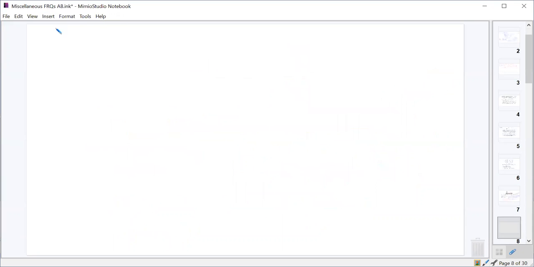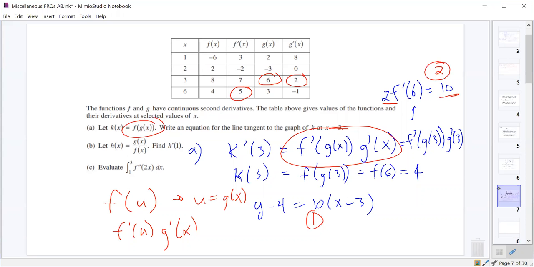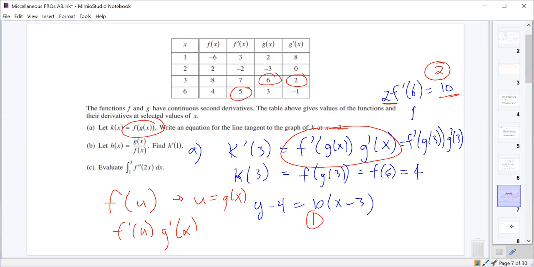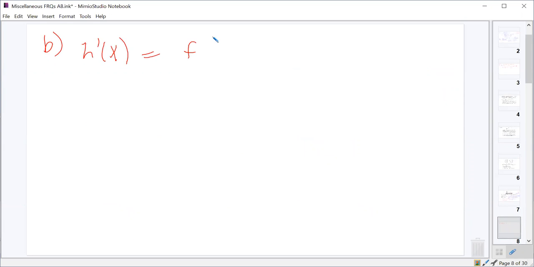All right. Part B says we've got a new function, h of x, which is g over f. We want to find h prime of 1. So first we'll find h prime of x. And since we had g over f, it should be the denominator times the derivative of the numerator, minus the opposite of that, the derivative of the denominator times the numerator, over the denominator squared. And if we want to find h prime of 2, we'll just evaluate all of those.